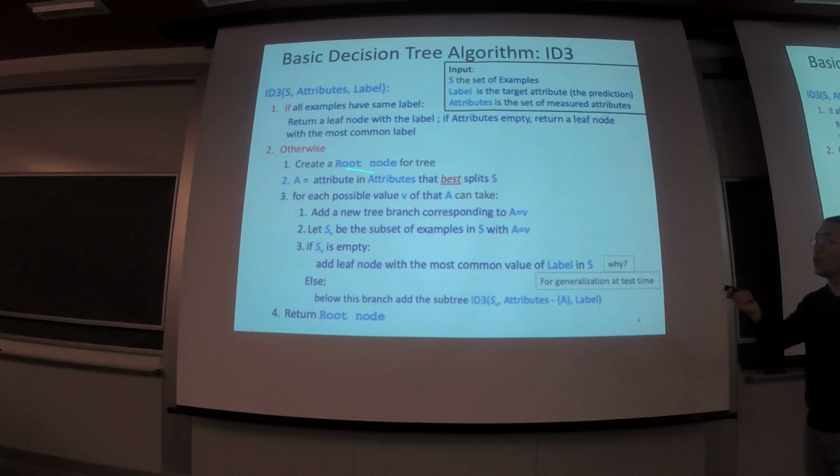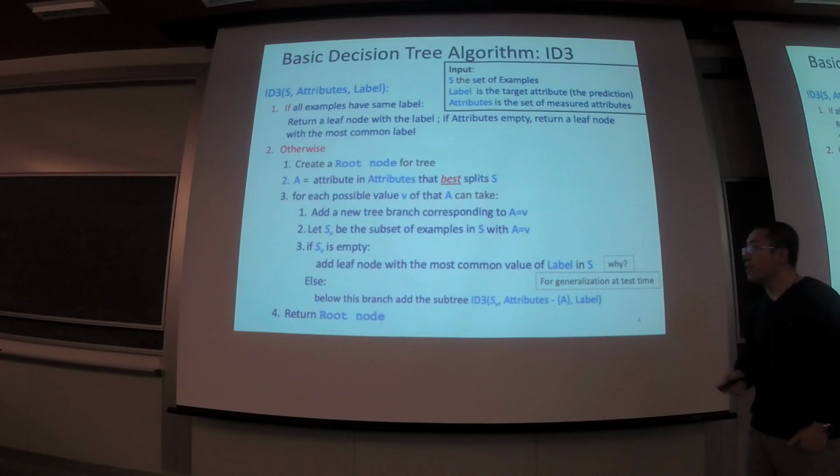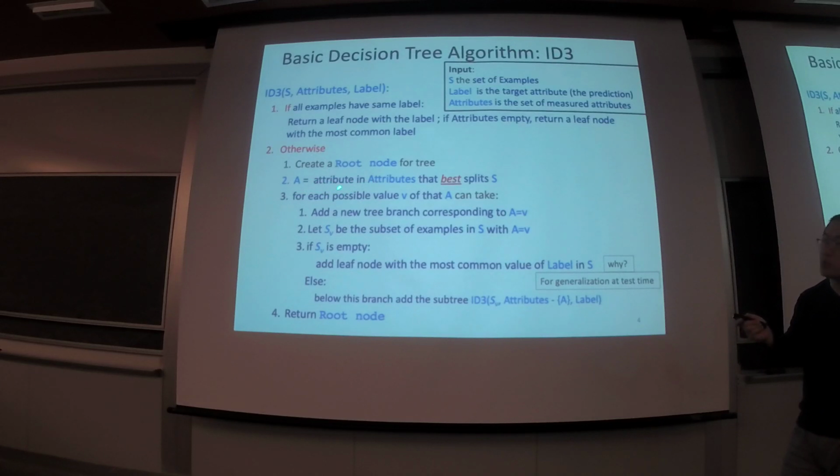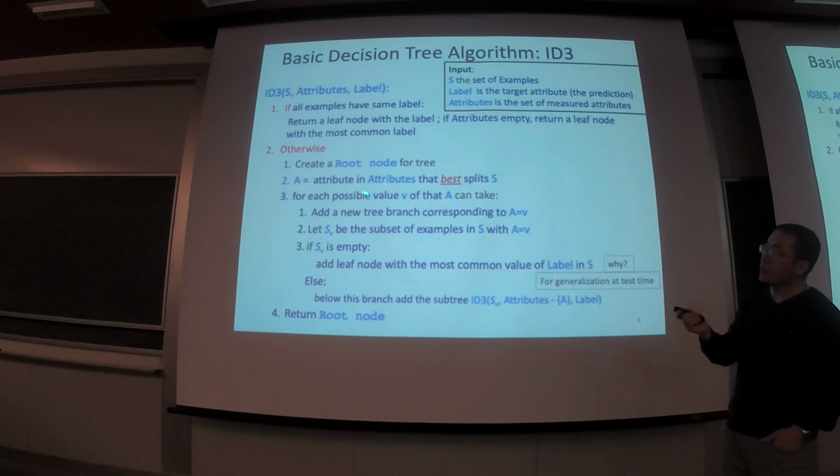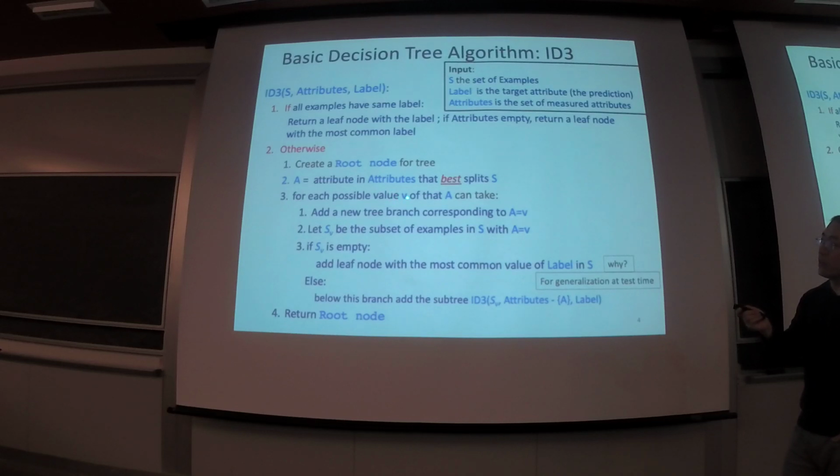And later we'll discuss how we choose the best attribute. And then suppose we have identified such a best attribute, then we'll just enumerate all possible values V that this attribute A can take. And for each specific feature value V, we create a new tree branch that corresponds to A equals V. And then we collect the subset of examples in S where each example has feature A taking the value V. This is denoted by SV.